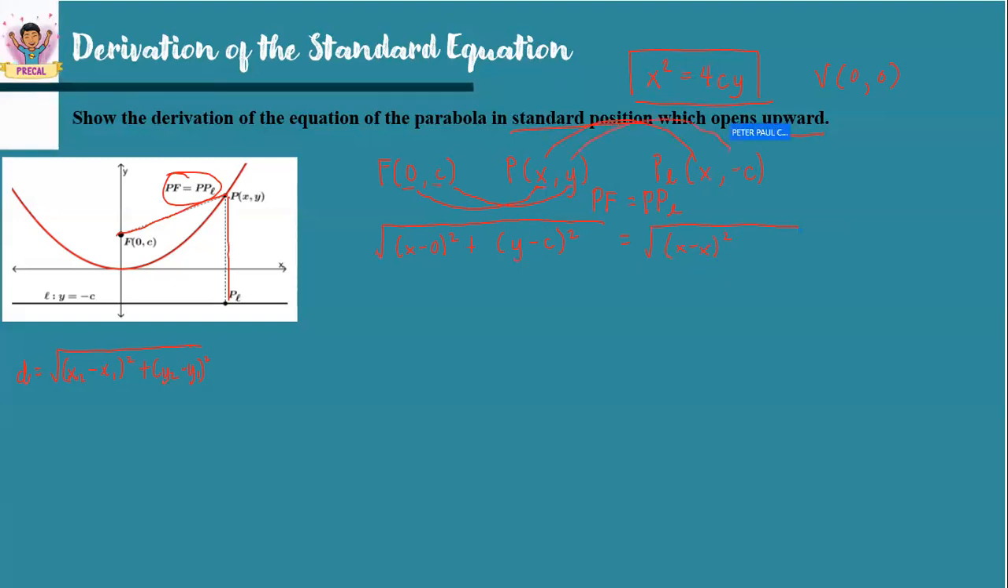Then it's the quantity y minus negative c. Remember that y minus negative c could also be rewritten as y plus c, so that's y plus c squared. Okay, so x minus 0 squared is cancelled, so of course it will be 0. Then x minus 0 is x, so that will be x squared. What we cancel is only the 0.